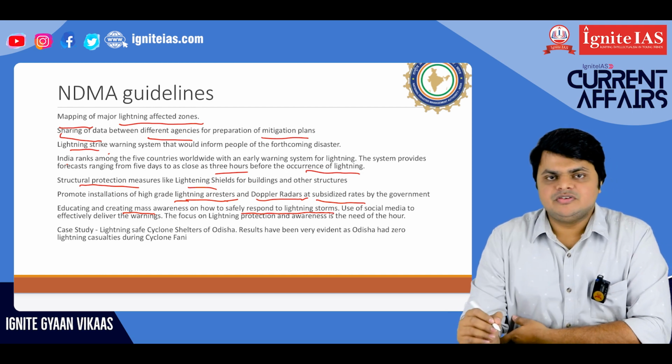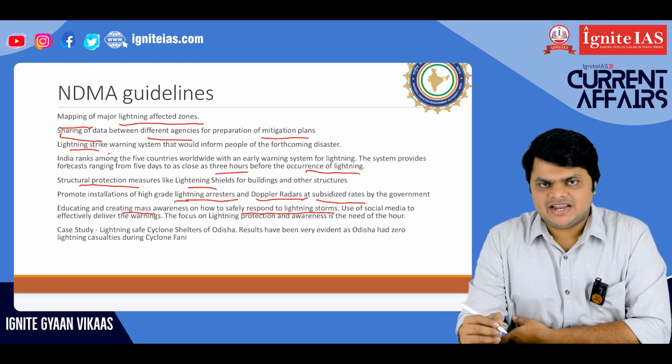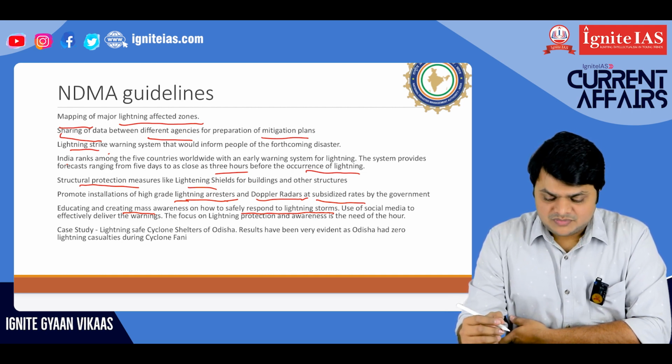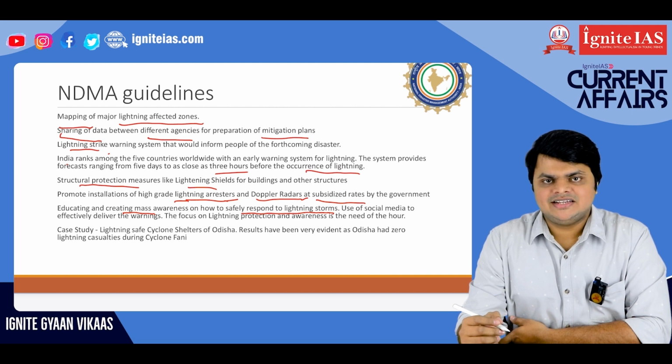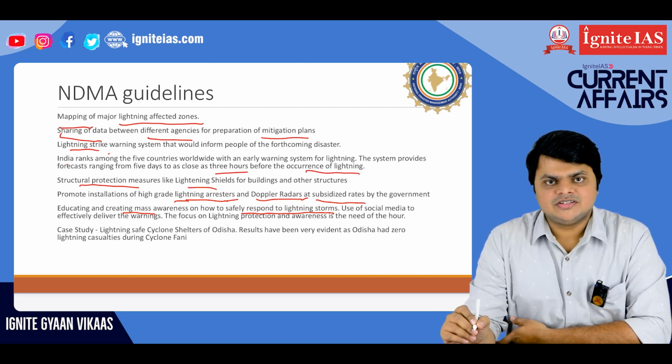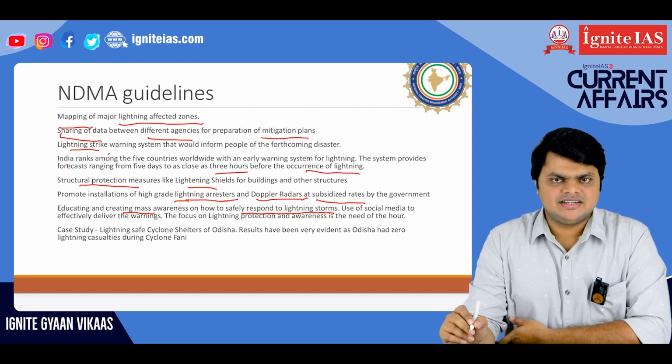If we see the data, most of the lightning deaths occur in rural areas, among the farmers who are working in open farms. They don't have the awareness that once lightning strikes, standing below a tree is dangerous, because the lightning strikes the top of the tree. Because of lack of awareness of such information, most of the deaths occur in rural India.